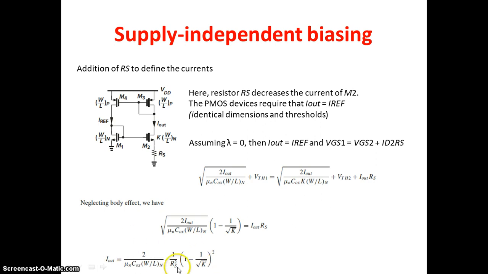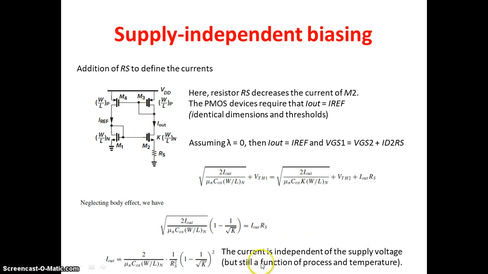By seeing this expression, I can tell that this circuit behaves independent of supply voltage. But this mu n C ox W by L tells that it is still dependent on process and temperature. Overall, what we can summarize is that the I out expression derived is supply independent, though it depends on process and temperature. But here we have a body effect. This source is not connected to ground.